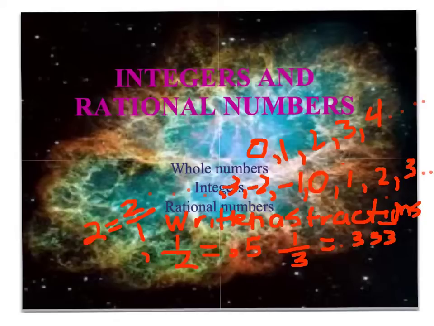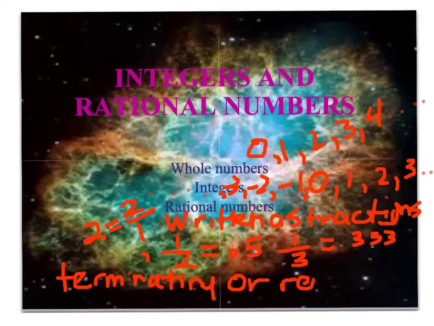Oh, hold on one second. Rational numbers, when they're written as a decimal, in order to be rational, they either have to be terminating or repeating. So, if we look, we see that 1/2 is 0.5. 0.5 is terminating. And 1/3 is 0.333, and on and on and on. And that is a repeating number.